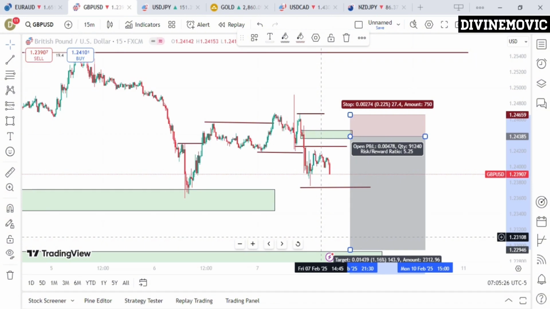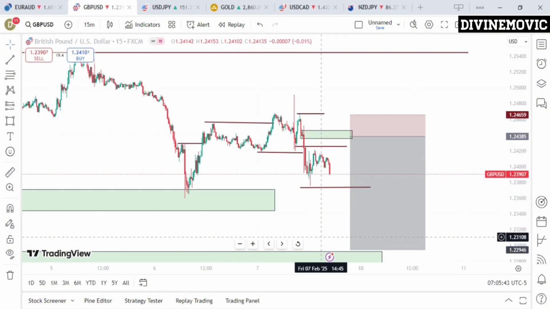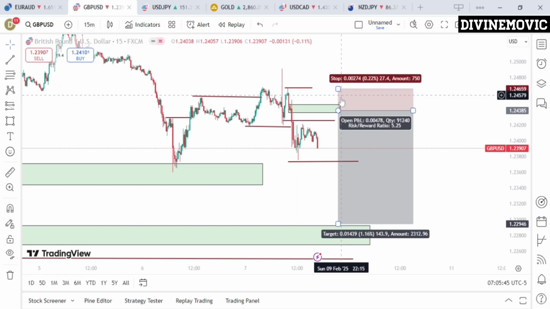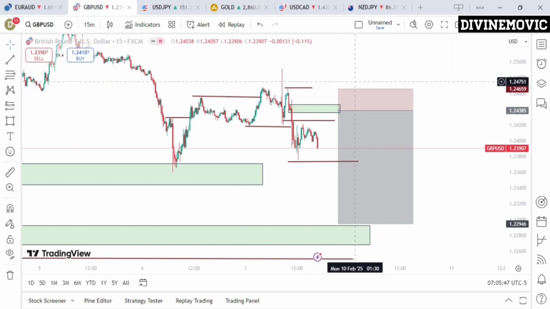This will be my entry for GBPUSD if price opens tomorrow, Monday. Now, because I understand that there's no guarantee in this game and everything is built on probability, I'm going to be applying a good risk that will not blow my account off. That even if price takes me out and stops me out, I believe that the next trade is going to be a good trade.